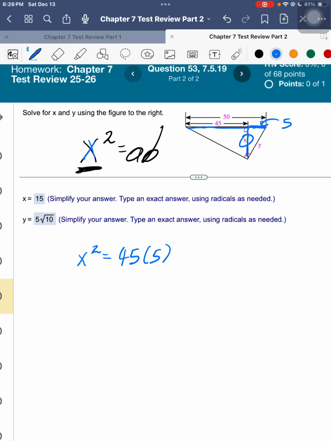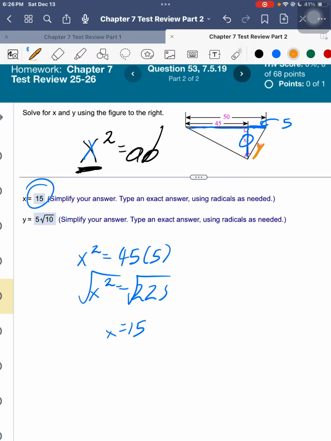So 45 times 5. So x squared equals, what's 45 times 5? 225. And the square root of 225 is actually a perfect square. It's 15. Okay, so now let's solve for y.